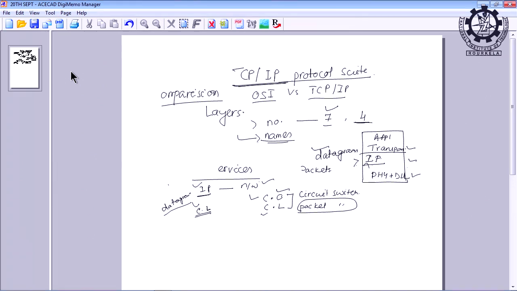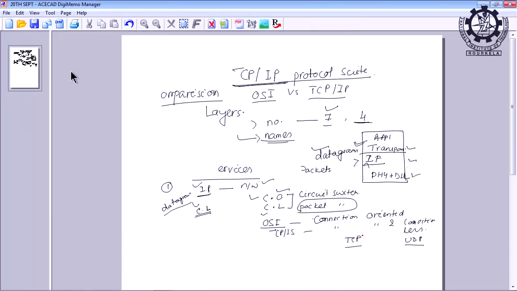This is one difference with respect to the network layer. Coming to the next layer, the upper layer, which is the transport layer. In case of the OSI model, the transport layer supports only connection oriented service. Coming to the TCP/IP, it supports both the connection oriented and the connectionless service. So, we have two protocols in this model. One is the TCP, which is connection oriented, another is UDP, which is connectionless.